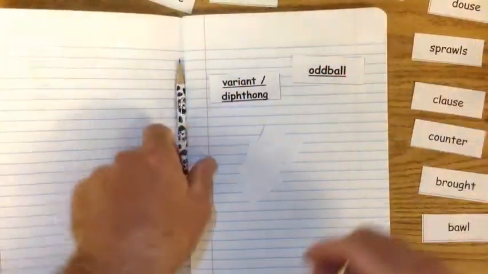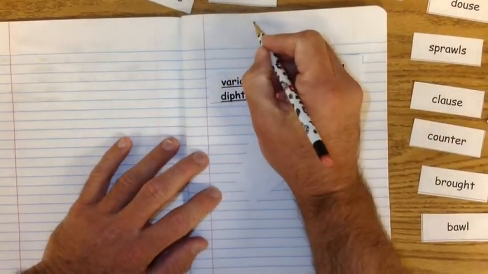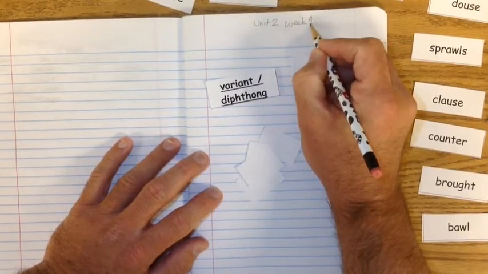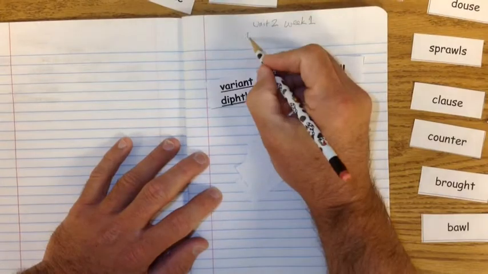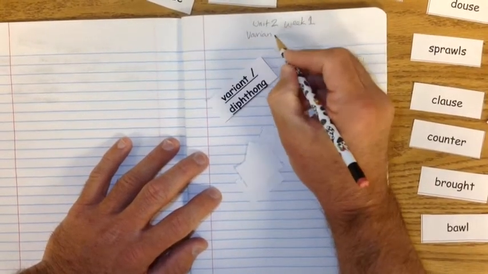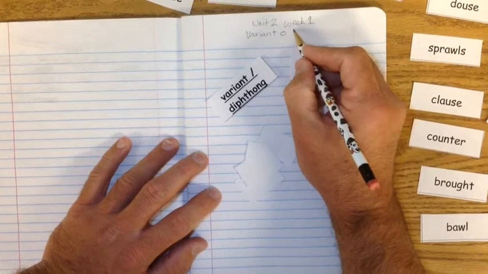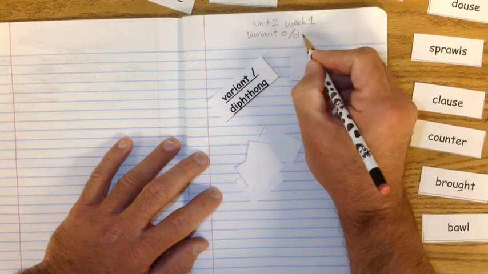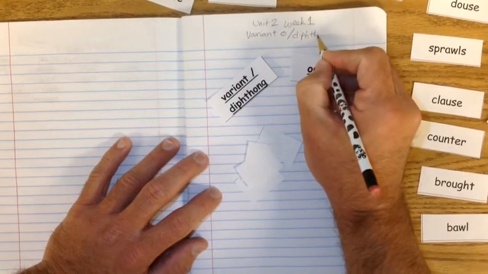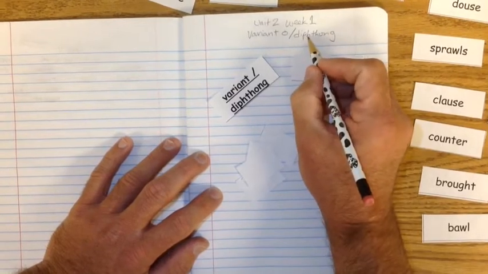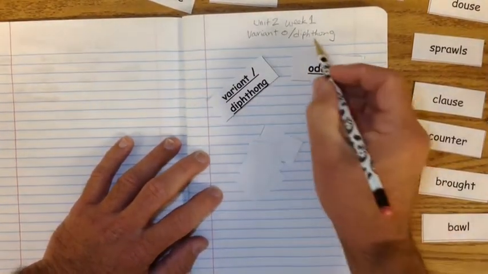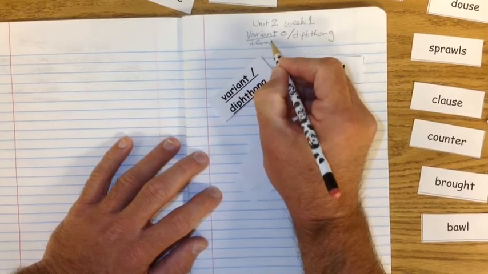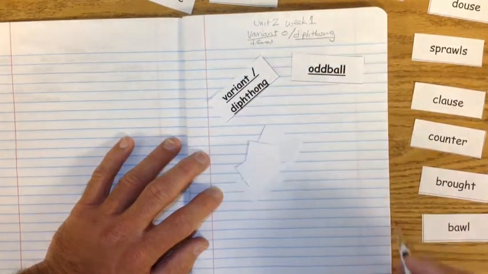All right. Okay. So on the top up here, I need you to write Unit 2, Week 1, and we're going to talk about variant O. It doesn't have an O on there, but it's variant O, and then slash diphthong. Now this is interesting because that diphthong has got a PH in there, but we're not going to worry about it. But let me tell you what this is. Variant means different. Okay? Diphthong is a little bit different.